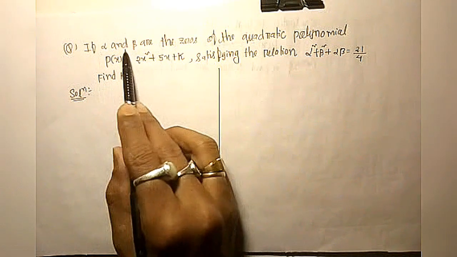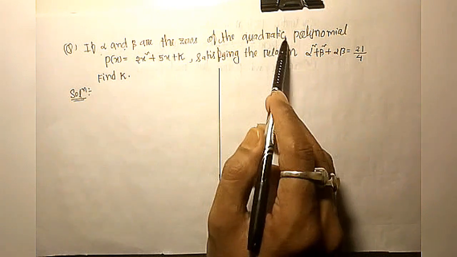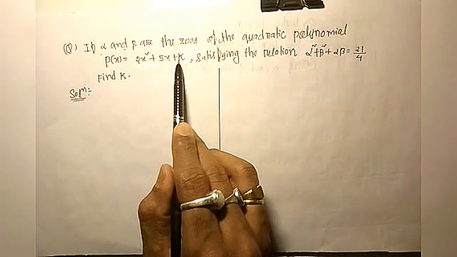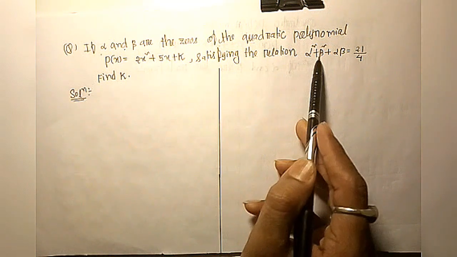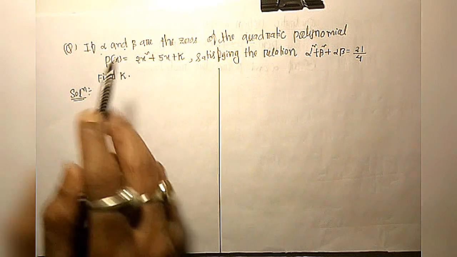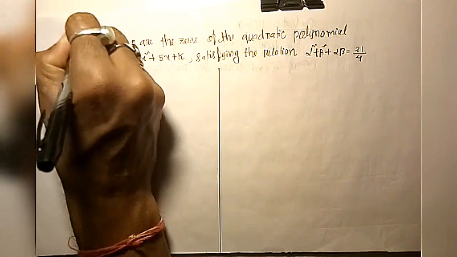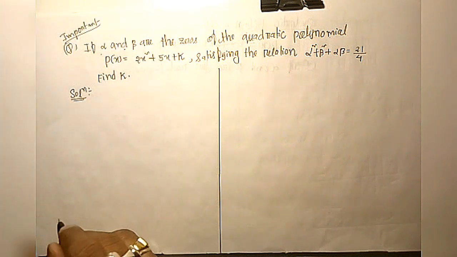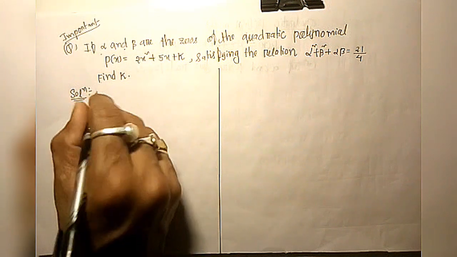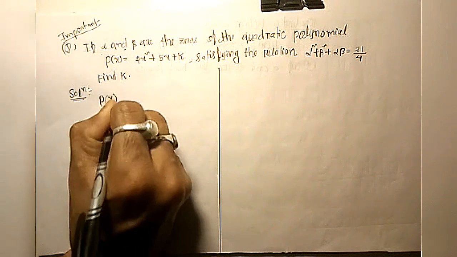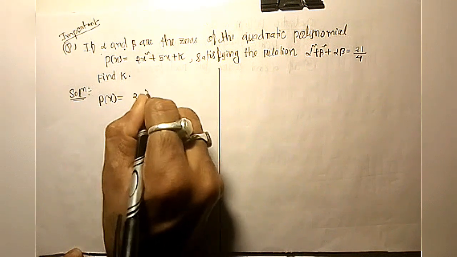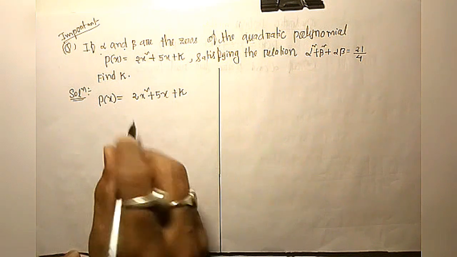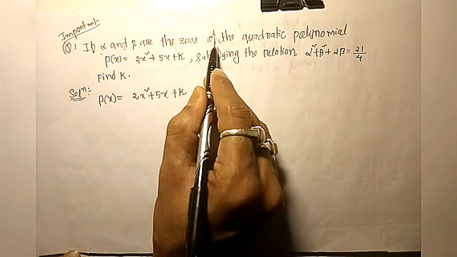So let's move to an important question. If alpha and beta are the zeros of the quadratic polynomial that satisfies the relation alpha square plus beta square plus alpha beta equals 21/4, find the value of k. It is a very important question. Suppose p(x) is the polynomial 2x square plus 5x plus k.